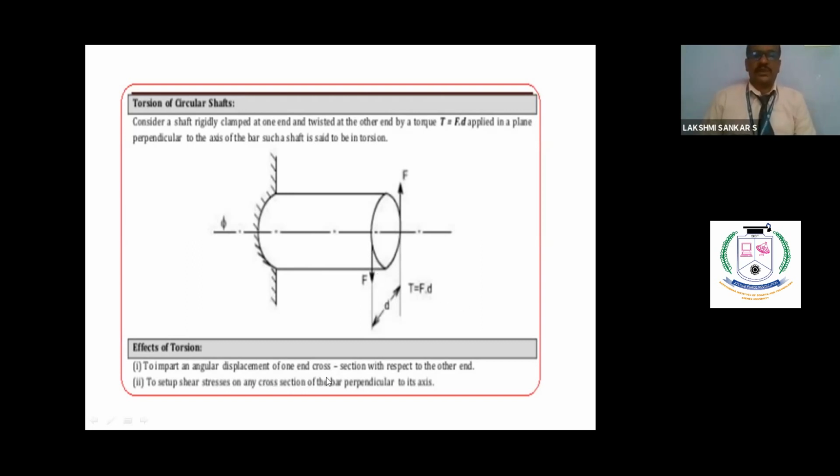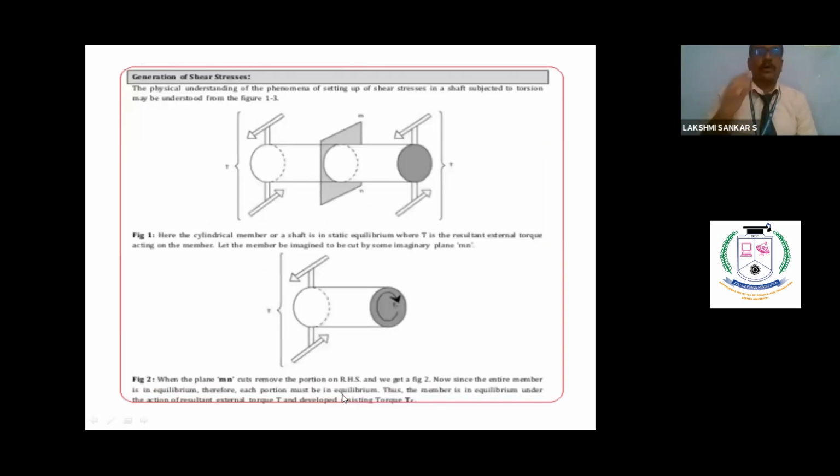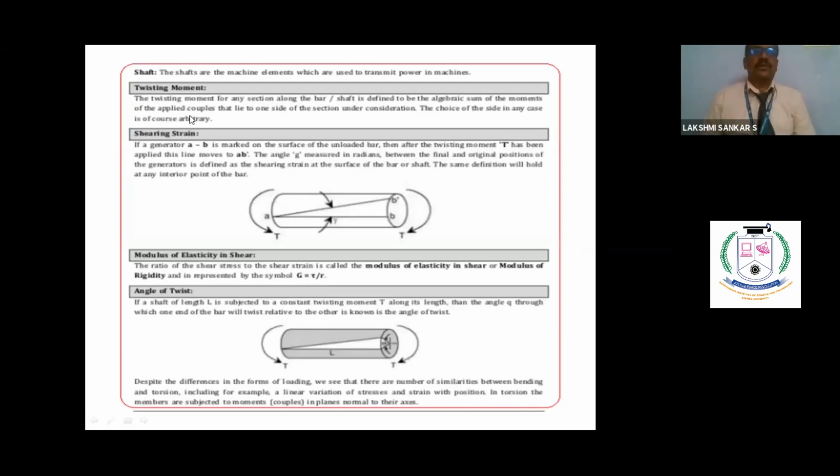The angular displacement of one end cross section with respect to the other end sets up shear stresses. Because of shear stresses, failure is likely to happen. So this is how the concept of shear stress is generated. At a section, twisting is happening on one side and on the other side, and because of that failure is likely. So what is twisting moment? The moment you apply at both ends is called the twisting moment.